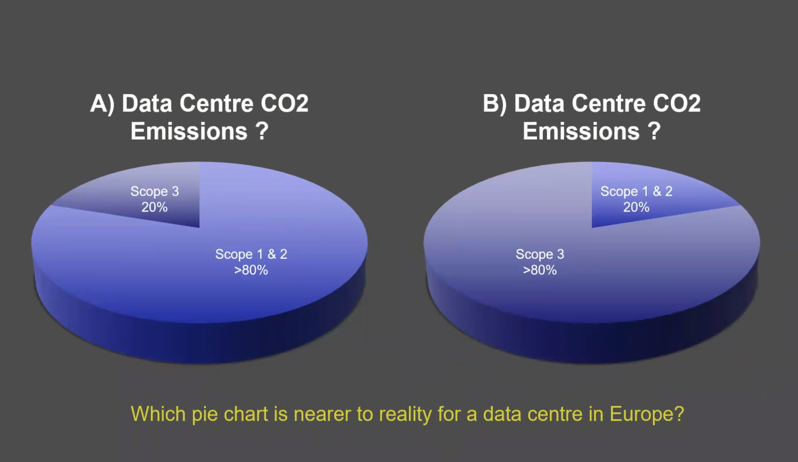Now let's look at data centers. I've got two pie charts there. I've got A on the left, showing Scope 3 as 20%, and on the right I've got B, with Scope 3 accounting for more than 80%. Now, the question I'd like to ask is which pie chart is nearer to reality for a data center in Europe? There's very few people that can answer this because basically people are not measuring these carbon footprints holistically. I will explain.